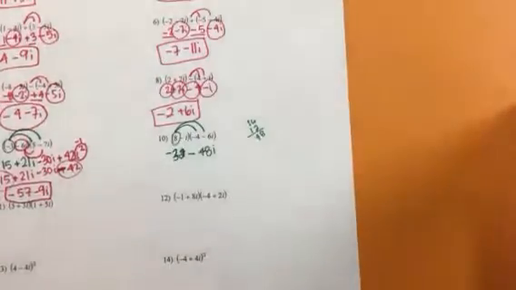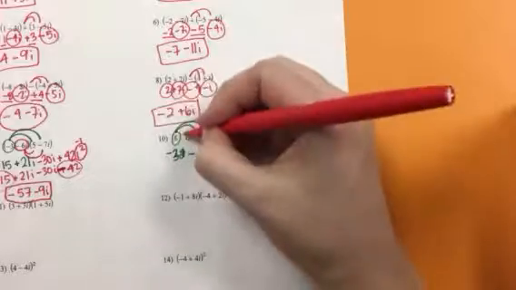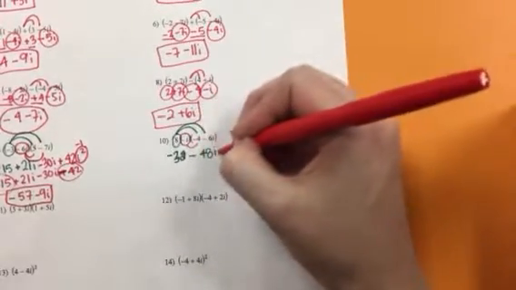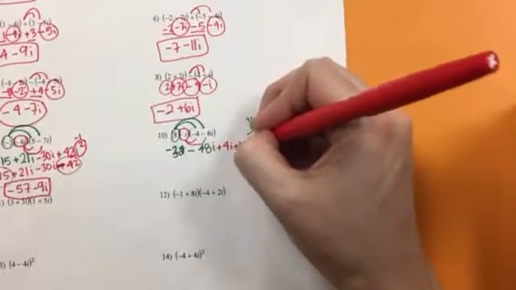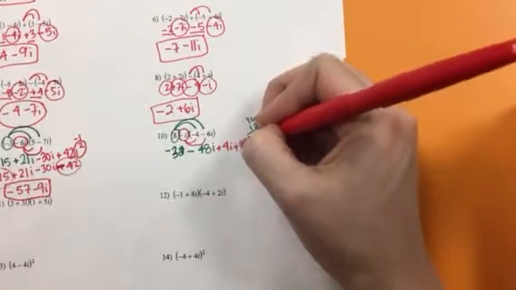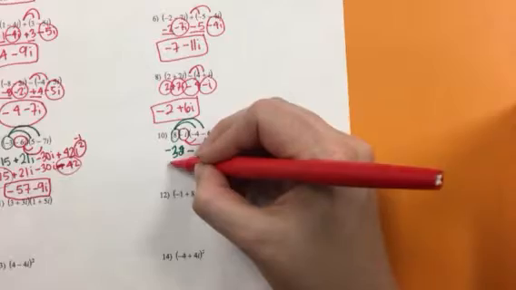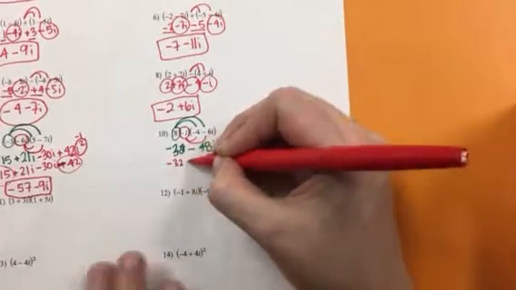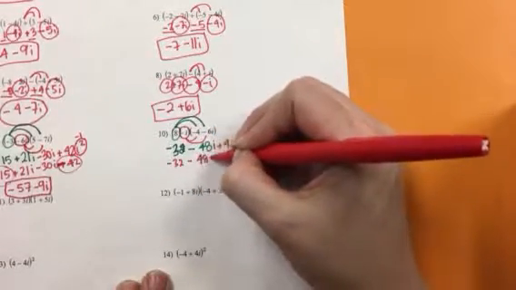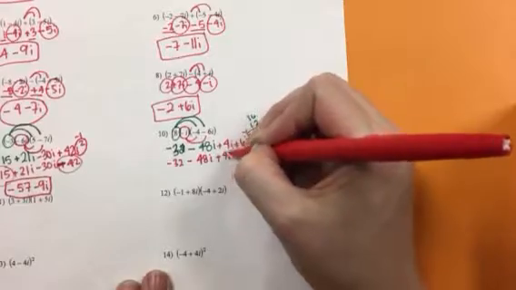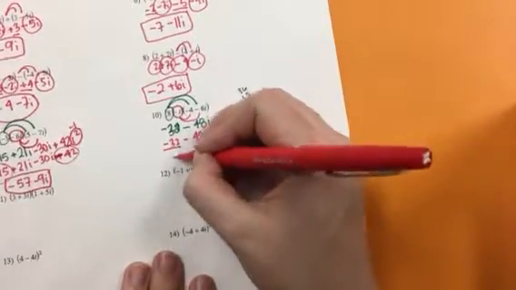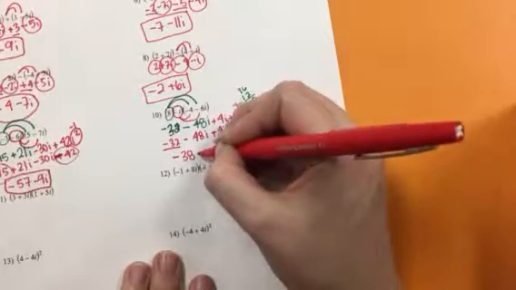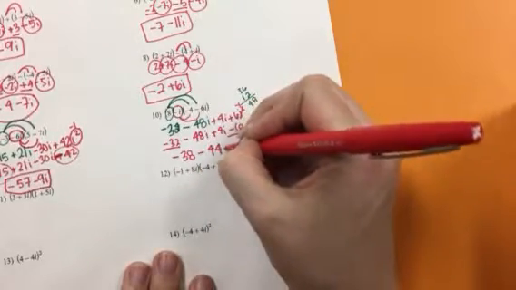Alright, now we're going to multiply negative i, and we get a positive 4i and a positive 6i squared. That becomes a negative 1, so we get negative 32 minus 48i plus 4i minus 6. Negative 38 minus 44i.